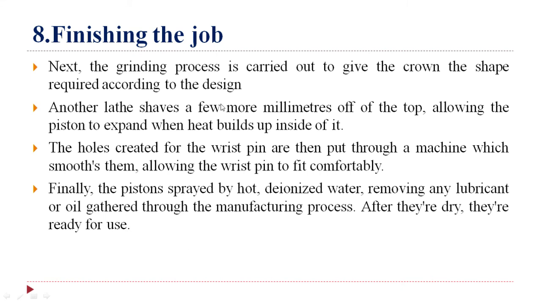Here, first the crown shape required according to the design is cut by using a milling machine. Then the sharp edges are smoothed, and after that holes are created for wrist pins. Finally, it is placed in deionized water for removing lubricant or oil gathered through the manufacturing process. Likewise, our piston is ready by using the forging manufacturing method.